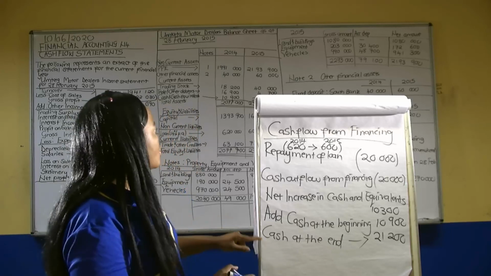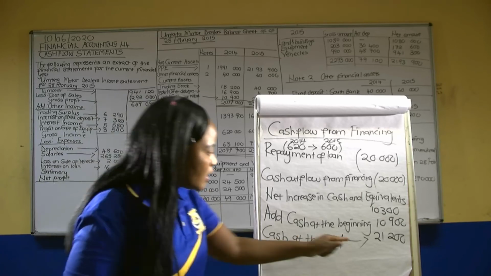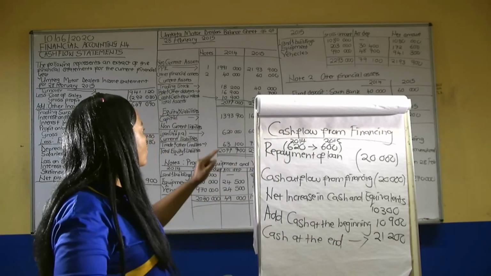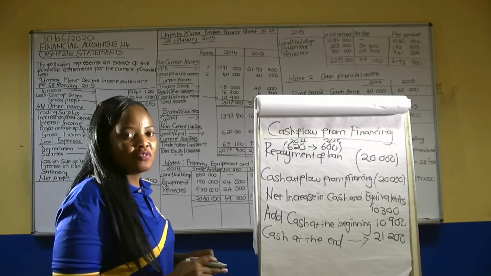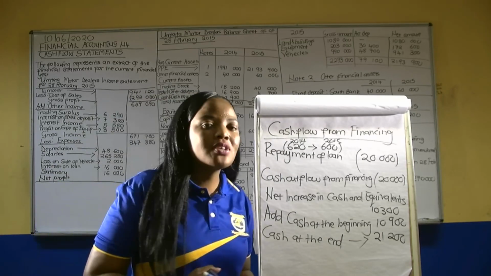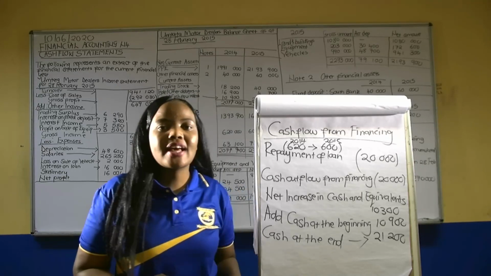For you to deduce that your cash flow has balanced, you have to compare it with your bank balance at the beginning and at the end. This 21,200, you will discover that on note number 3, it is your bank balance at the end for 2015.